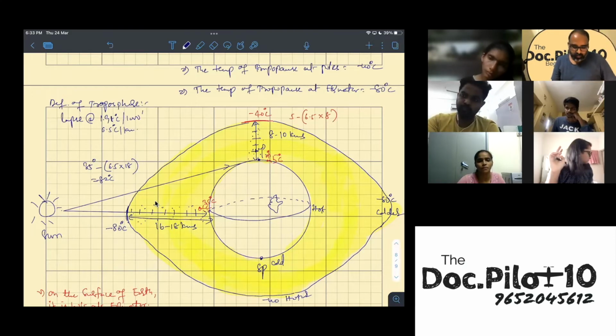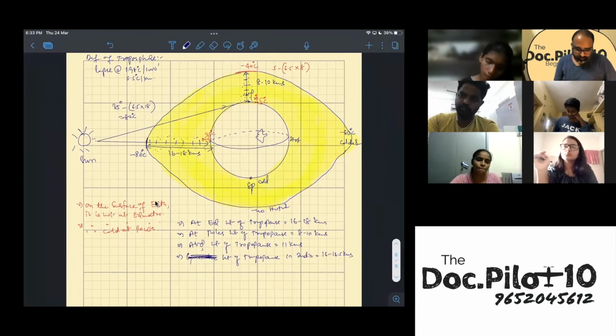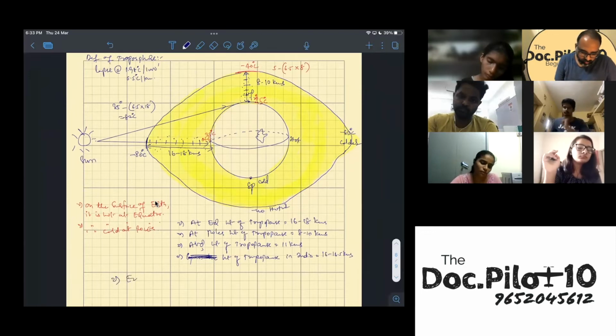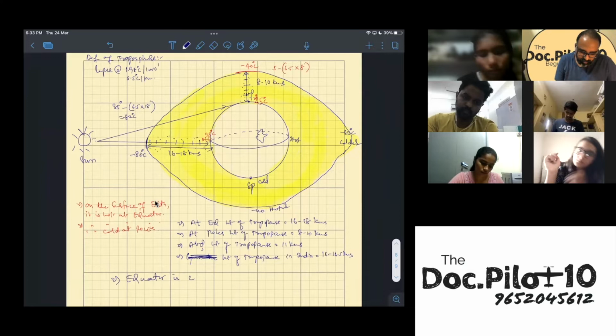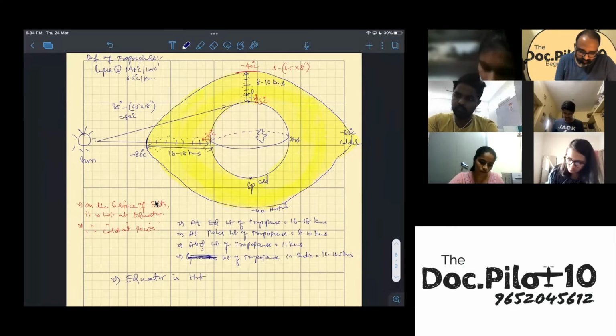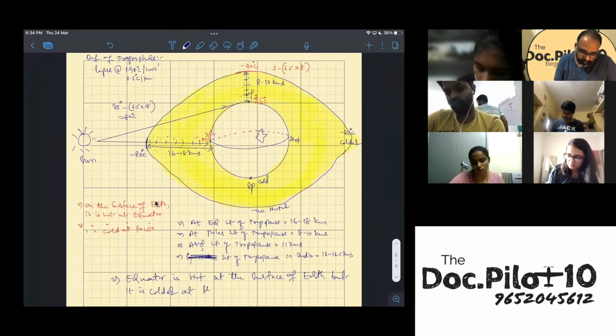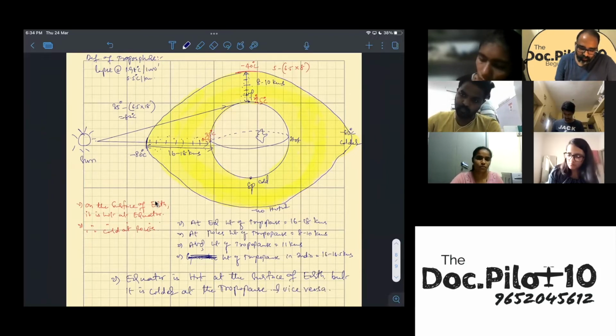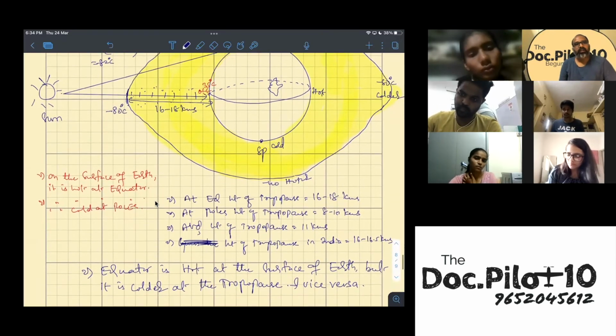Am I clear? So note down the statement. Equator is hot at the surface of Earth, but it is colder at the tropopause, and vice versa. Vice versa means opposite, correct? If you take poles, it is colder at the surface of the Earth, but at the tropopause it will be hotter.